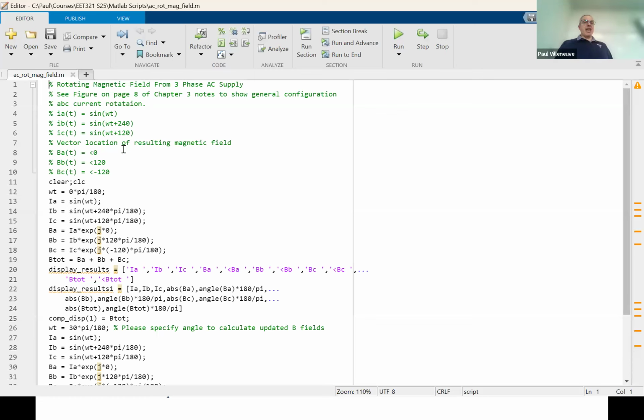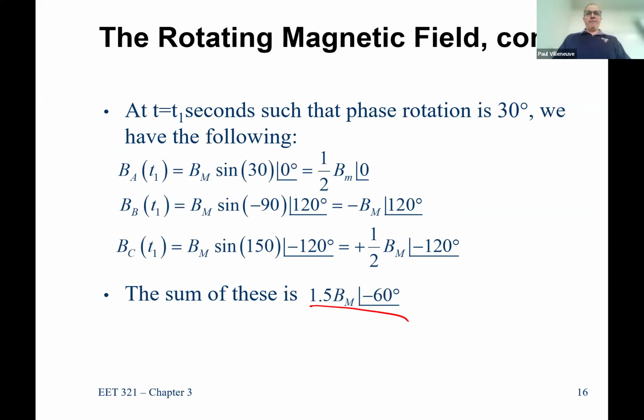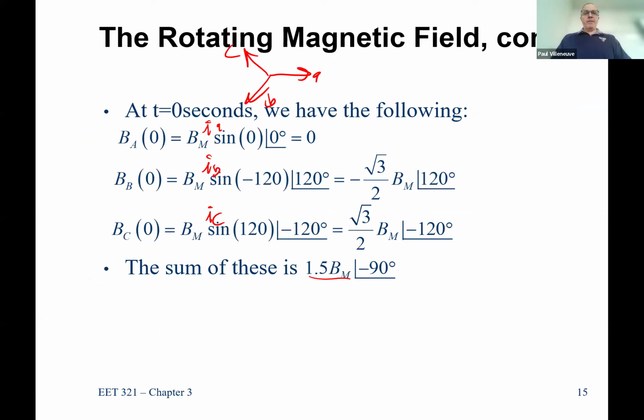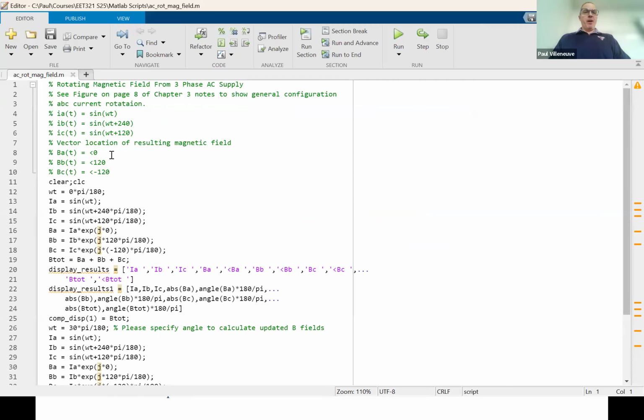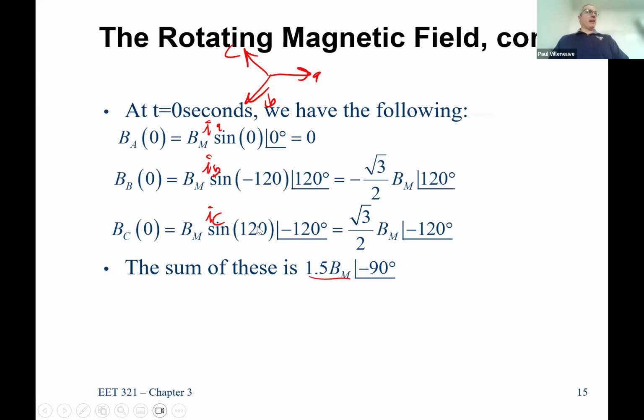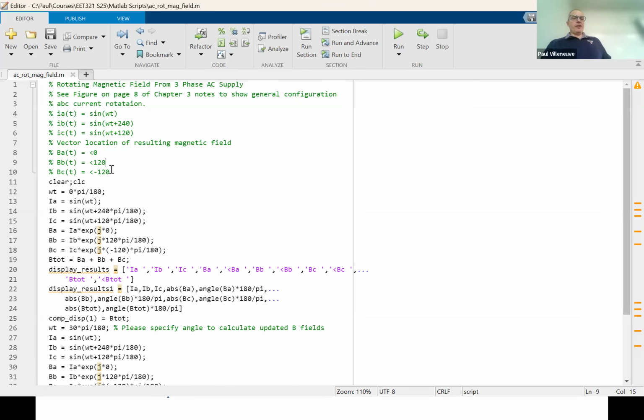You can see that my BA is at an angle of 0. My B sub B is at 120 degrees. So if I go over here, it's this configuration here, right? Minus 120 or positive 120 because I have that over here. And C is at minus 120. So this is just my angles associated with the current, the positive currents going through there. And then I just say, whatever, omega T, I'm going to start out at 0 degrees. Here are my three currents.